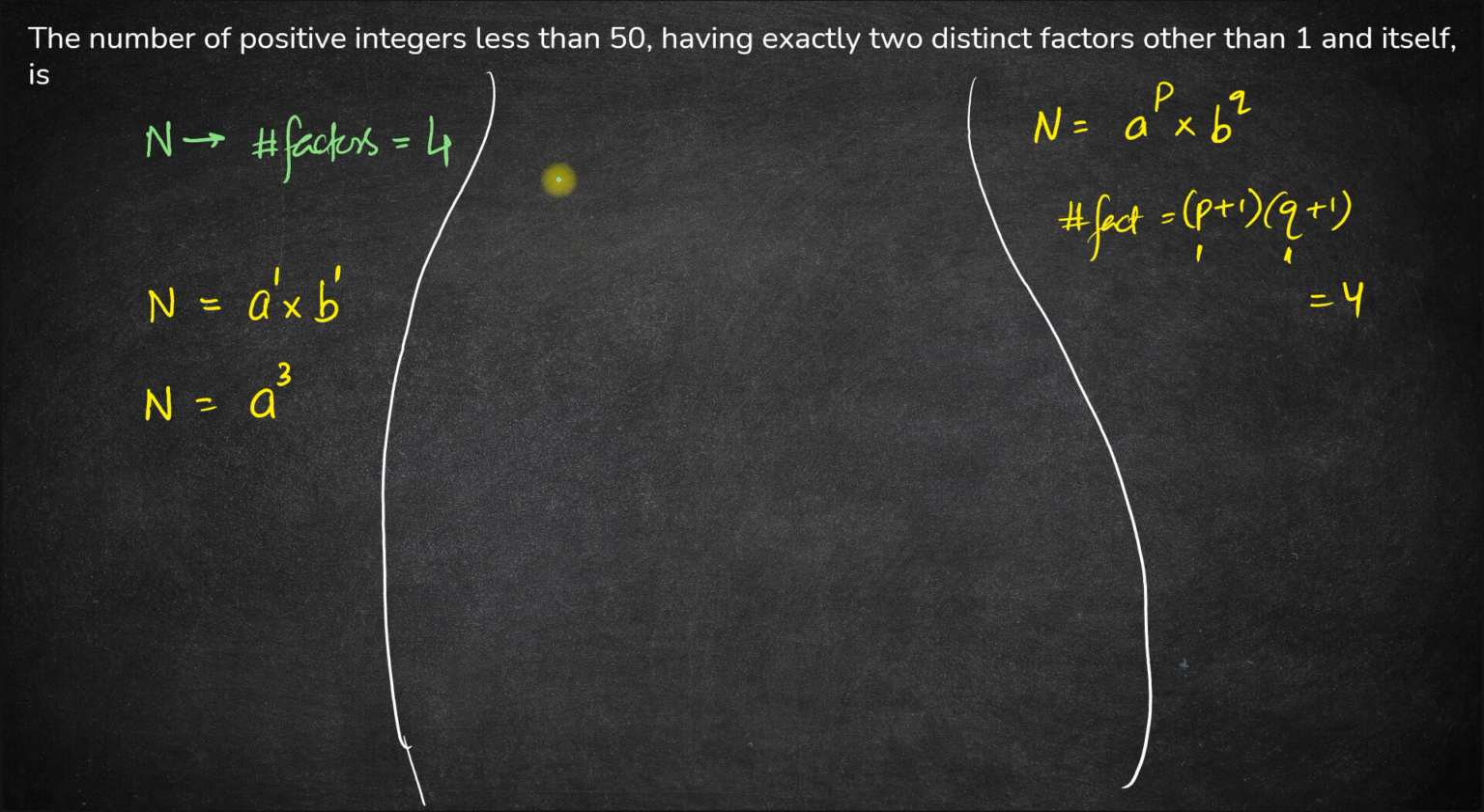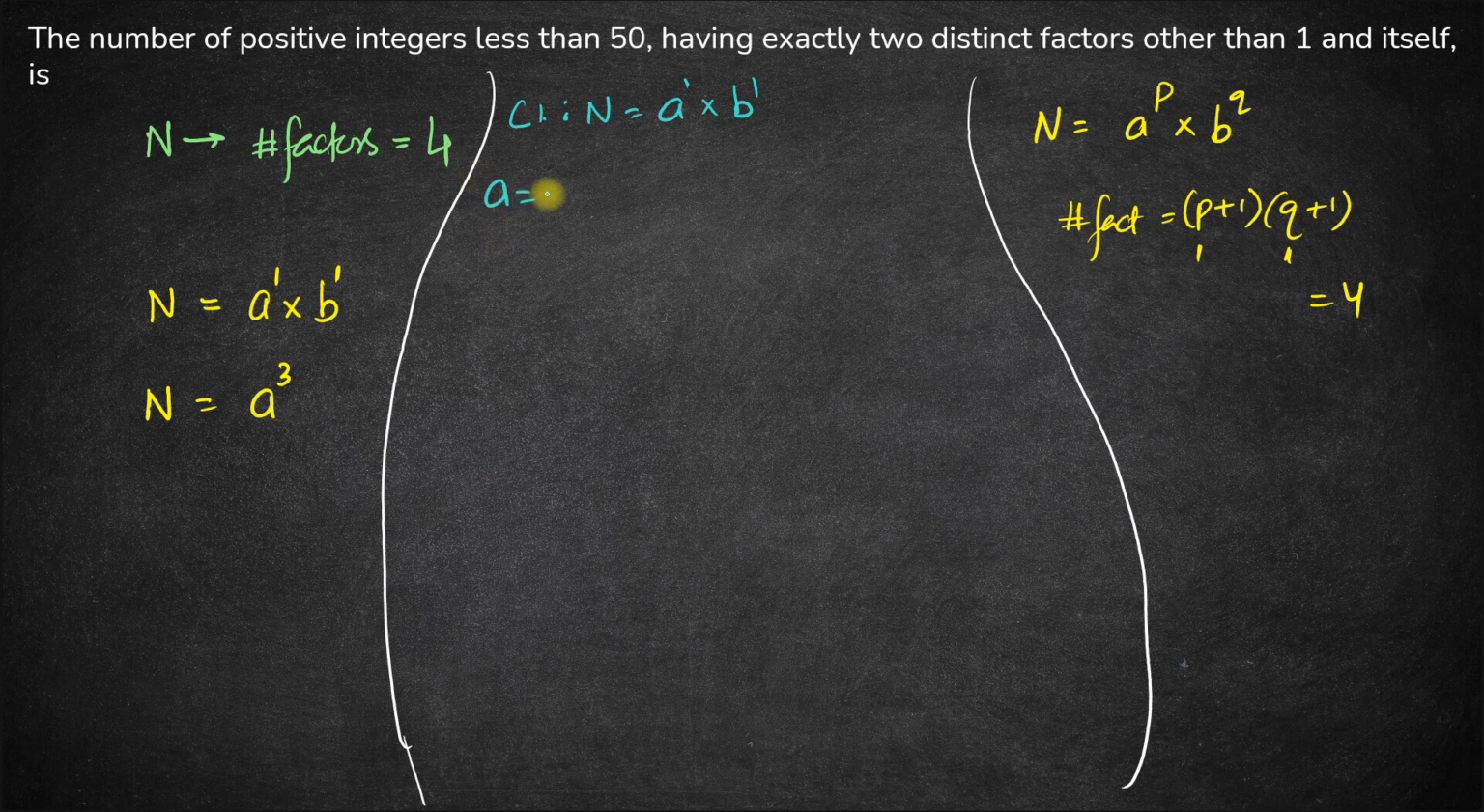So let's start with the first case here, case 1, that n is of the form a raised to power 1 into b raised to power 1. Now let's see what are the possible values of a and b. Now a and b are prime numbers here. We are talking about prime factorized form, right? So a and b are prime numbers.